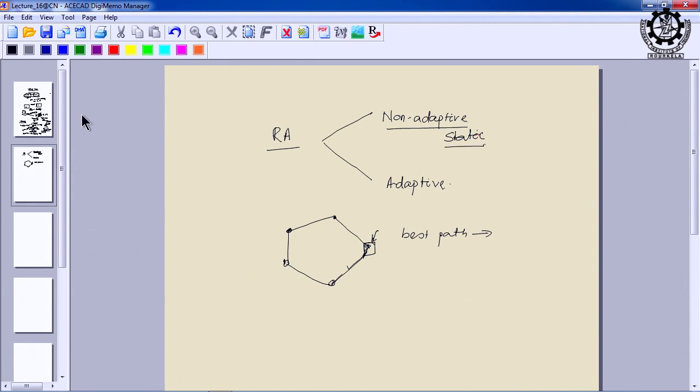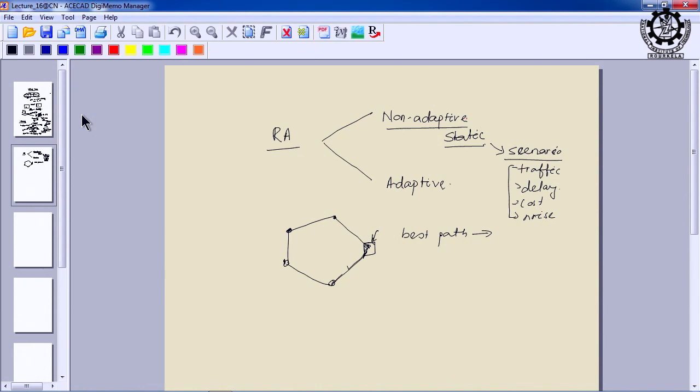Why static? It does not consider any of the network scenario. What are the network scenarios? The traffic, the delay, the cost associated with it, or the noise; it can have any of these parameters associated with it. But the static routing algorithm does not consider the current scenario. Whatever is pre-decided is given to the router and the router has to follow that path. That is why this is called a non-adaptive or static routing algorithm.